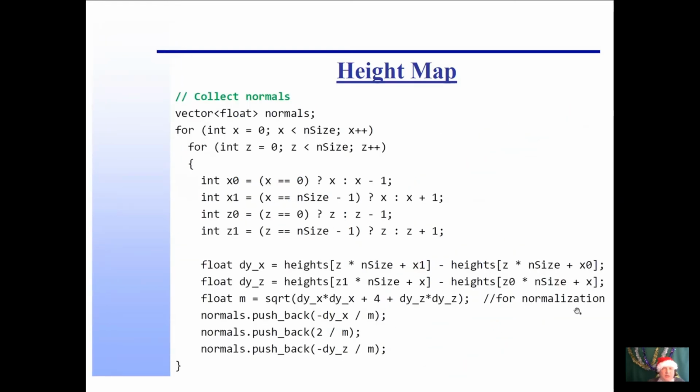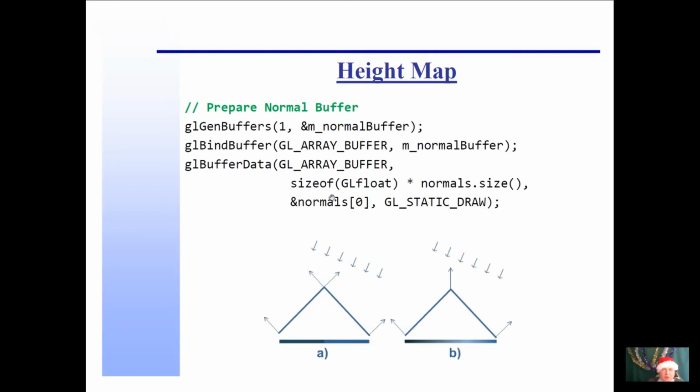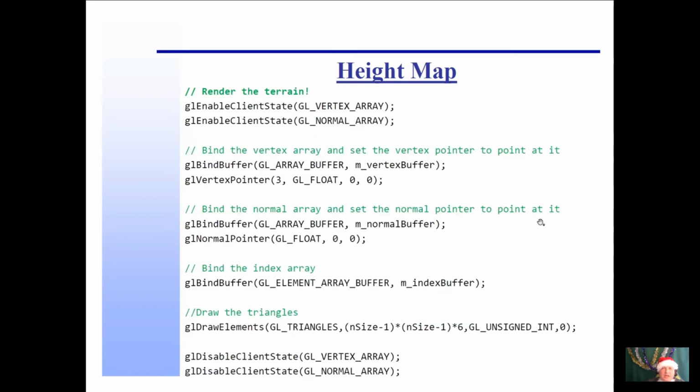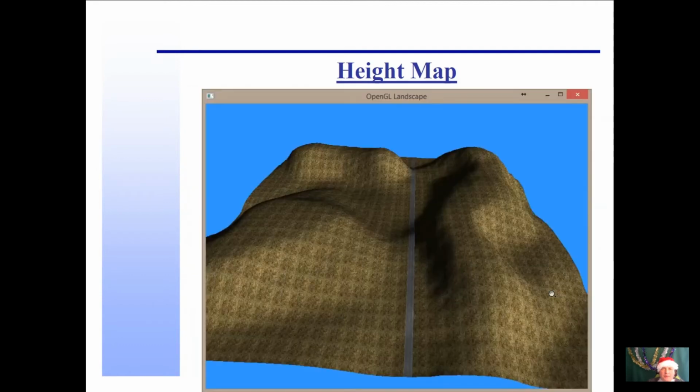Here's the corresponding code, which I will leave to your own analysis, because I already have an impression that I stopped for too long in analyzing this source code. Okay, preparing the normal buffer, that's the usual or standard OpenGL stuff. And this is how you can render the terrain. Okay, enable client state. So this is very conventional rendering of a VBO, of a vertex buffer object. And now this is the final effect.